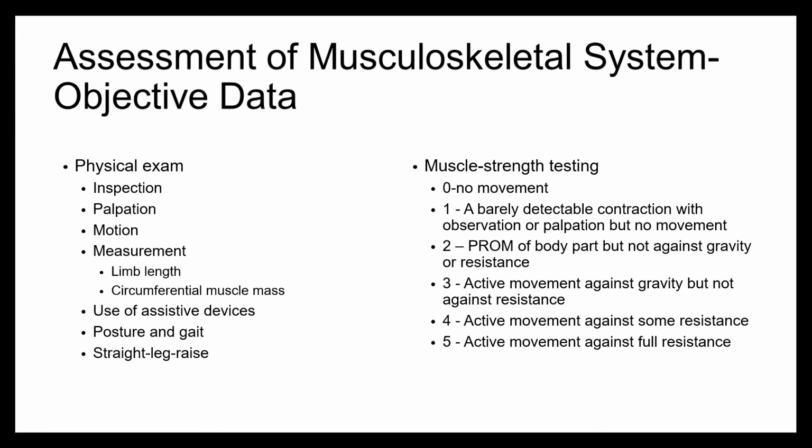Make sure to note if the patient's using any assistive devices there in the room during the assessment or to get into the room for the assessment. You're also going to look at their posture and their gait. During posture and gait assessment, you want to look to make sure that foot placement is accurate and that the patient's walk is smooth, even, and well balanced.